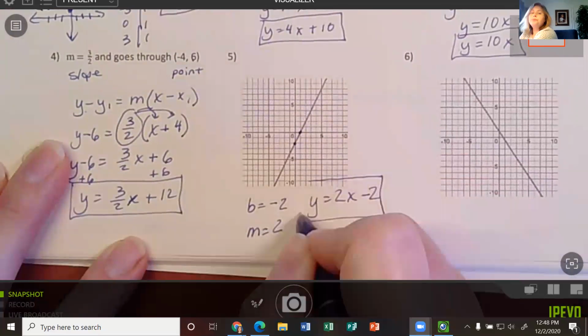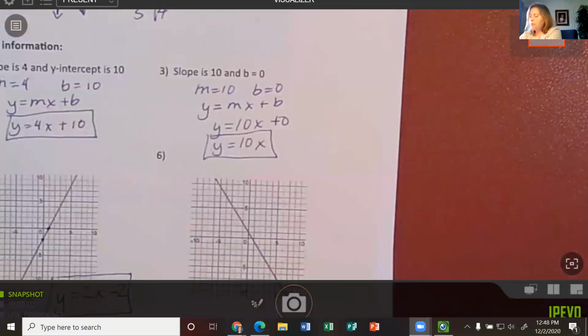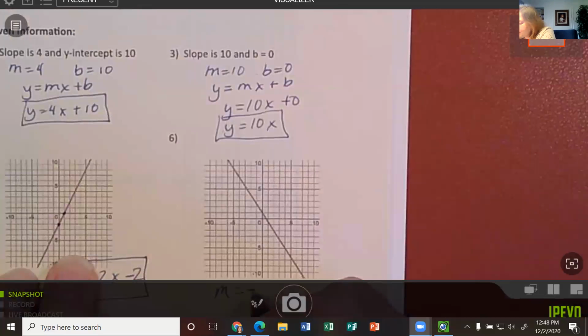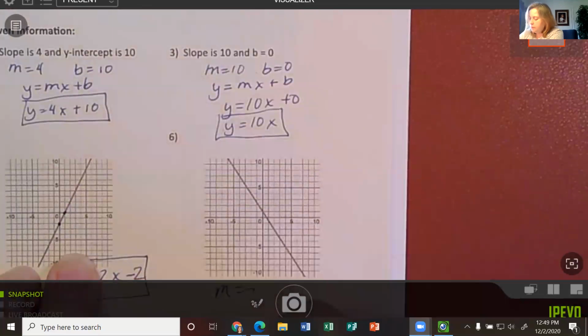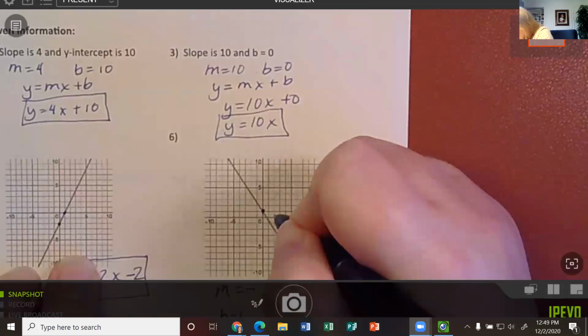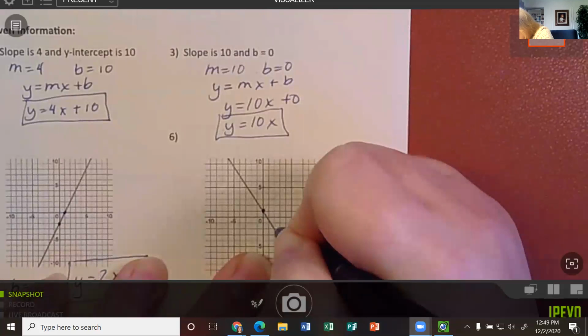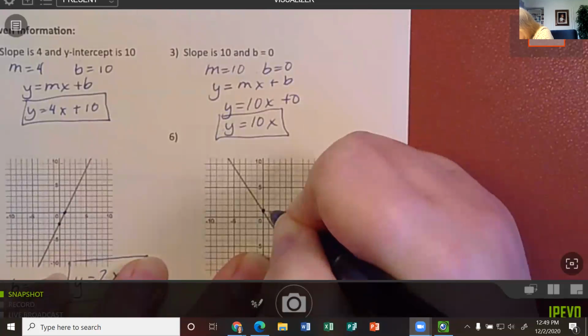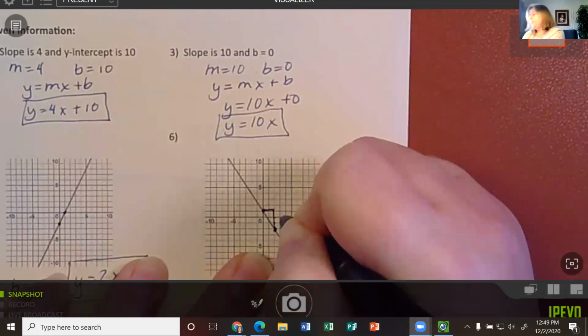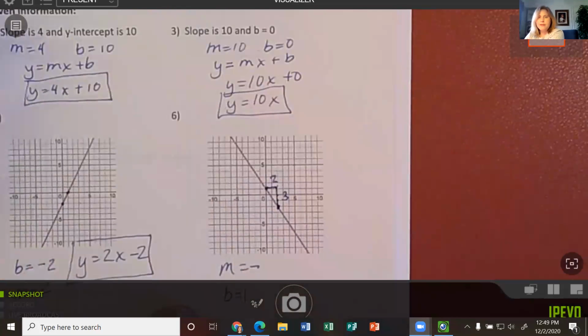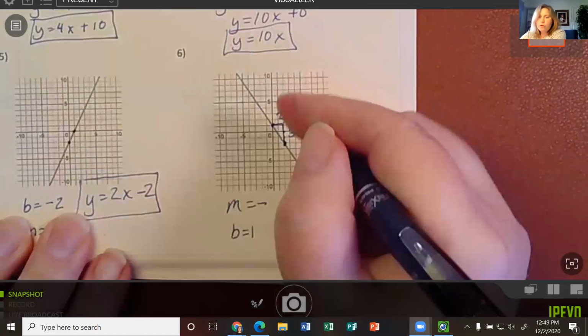Number 6, we're given the graph. We see we have a negative slope. Our y-intercept is at +1. And it's a little hard to see. There's a point right here. And this is rise 1, 2, 3, and a run of 2. So our slope is negative, and it's 3/2. So remember that rise over run.